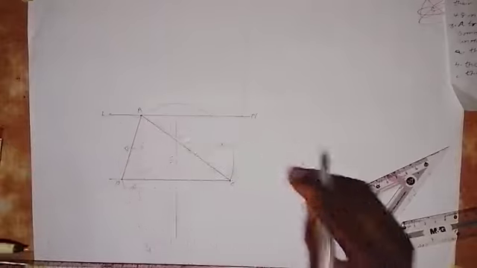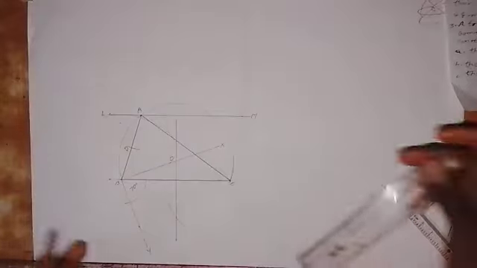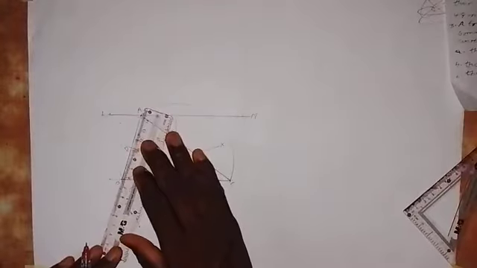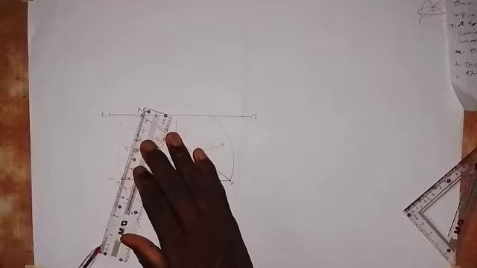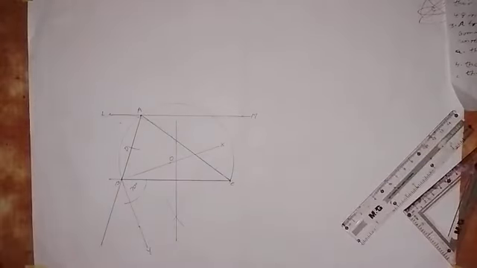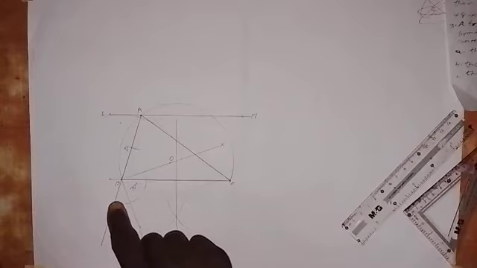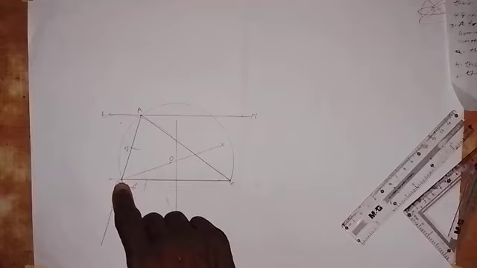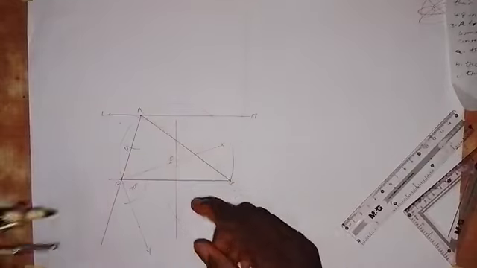Then the next thing that we are going to do is extend this line, line AB. So we extend it, we take it down like this. Then we are going to locate point C on this line, and that point C, its distance from point B will be equal to the distance of point D from B. What I mean is that BC will be equal to BD.